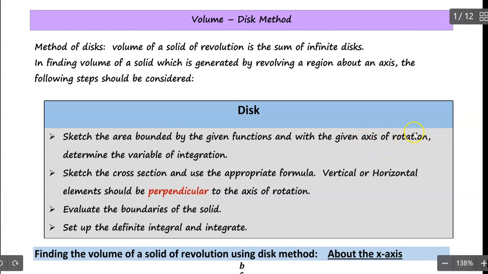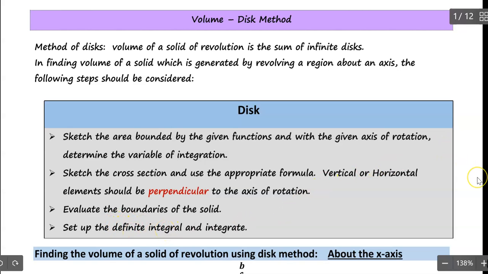And from this axis of rotation, if I ask you to use the method of disks to figure out the volume of the solid, then you have to remember that vertical or horizontal elements should be perpendicular to the axis of rotation. Then we evaluate the boundary of the solids. We set up the definite integral to integrate, because in order for us to calculate the volume, we have to have an integral. But that integral has to be a definite integral so that we can get a value.